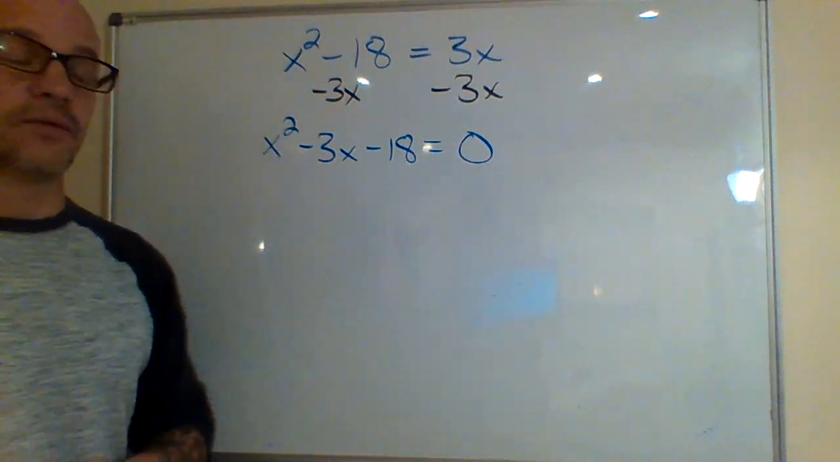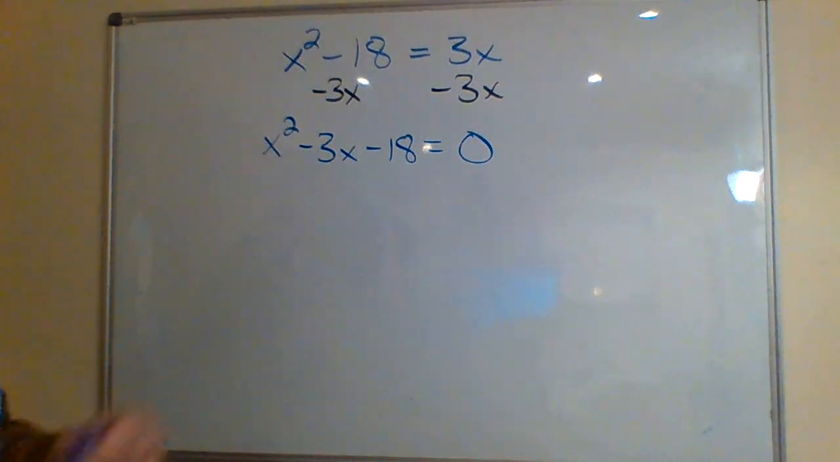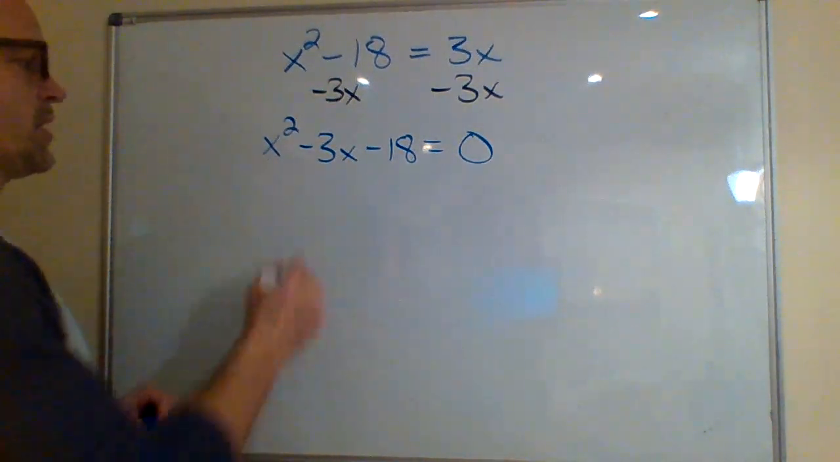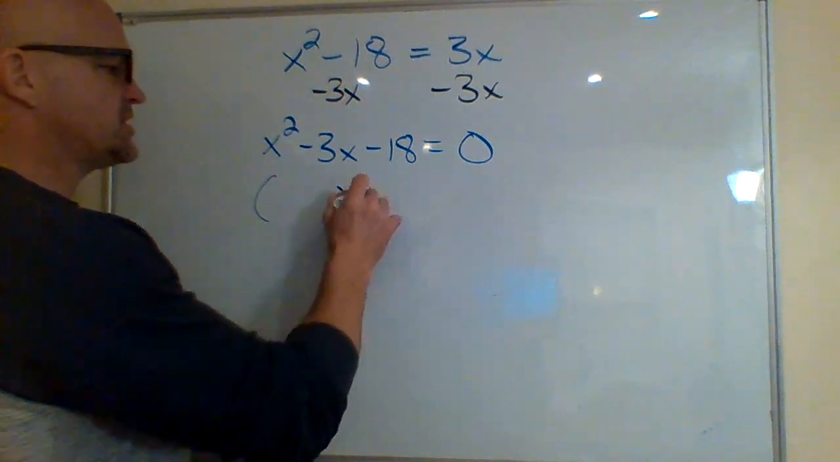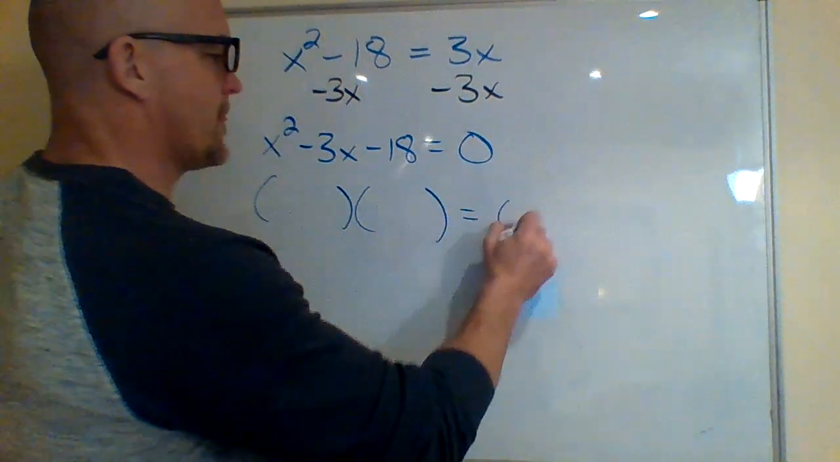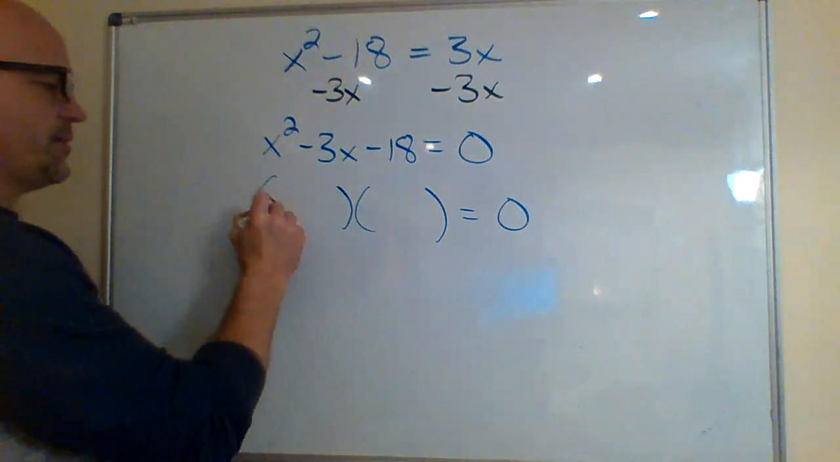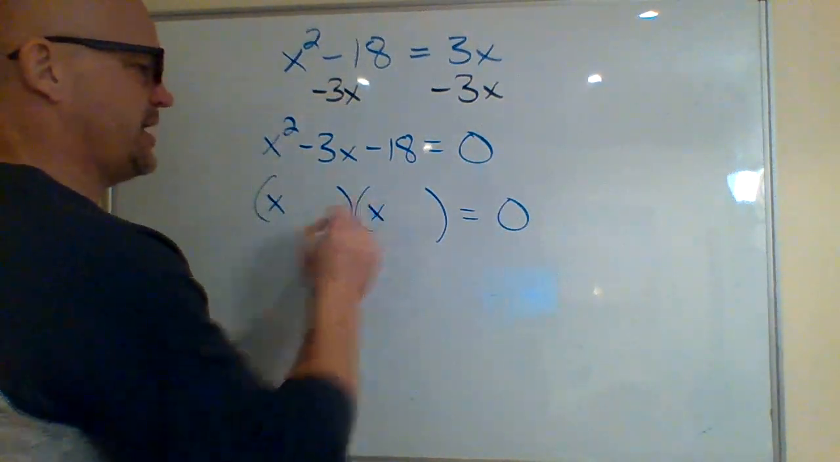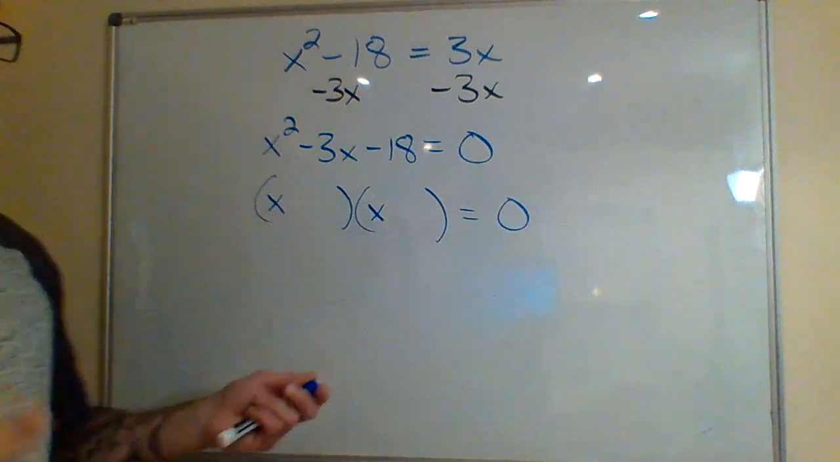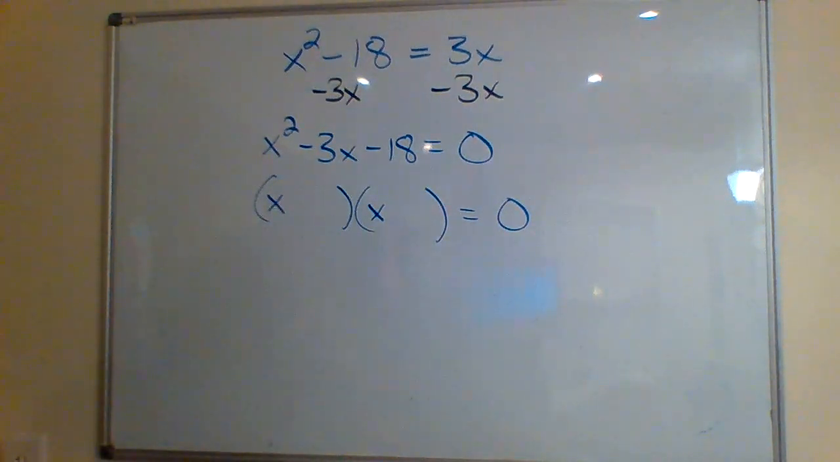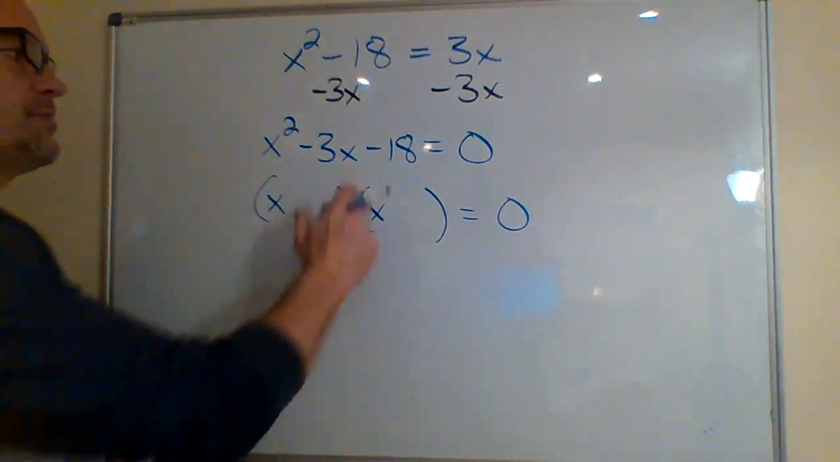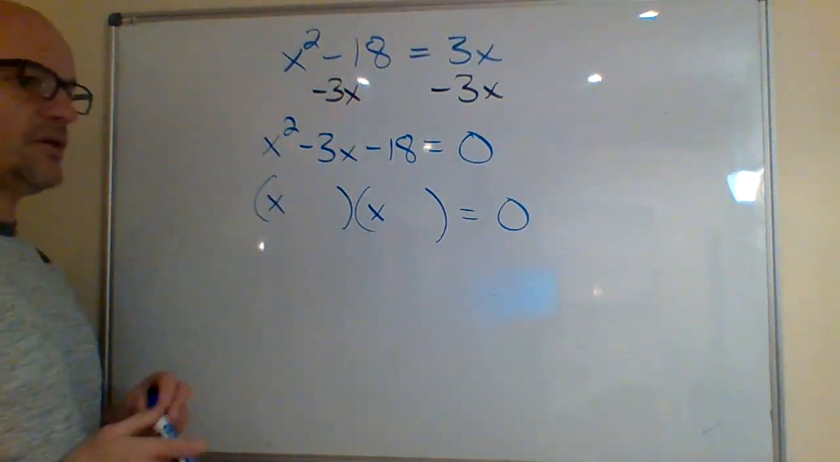So now that I have it set equal to 0, I can go ahead and factor it, apply my zero product property. Again, setting up my parentheses. Since this is just x squared, coefficient of 1, I know that my lead terms will be x and x. Now I need two numbers. I'm going to multiply up to 18, add up to 3. Keep in mind the 18 is negative. The 3 is also negative.